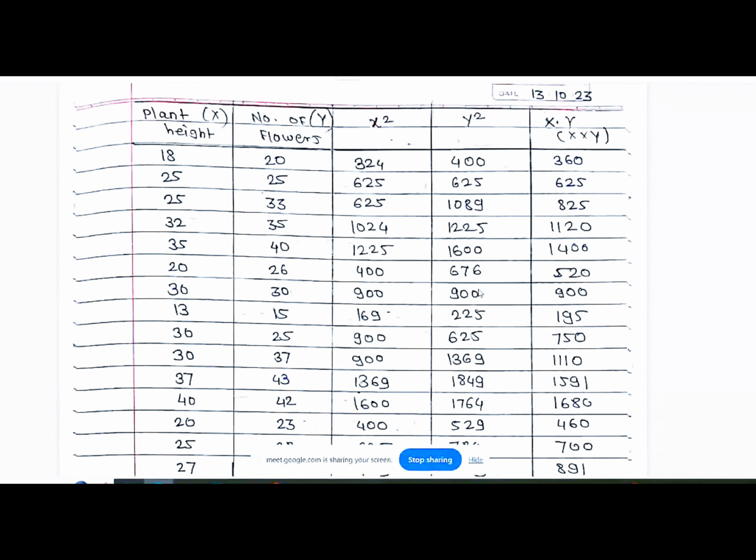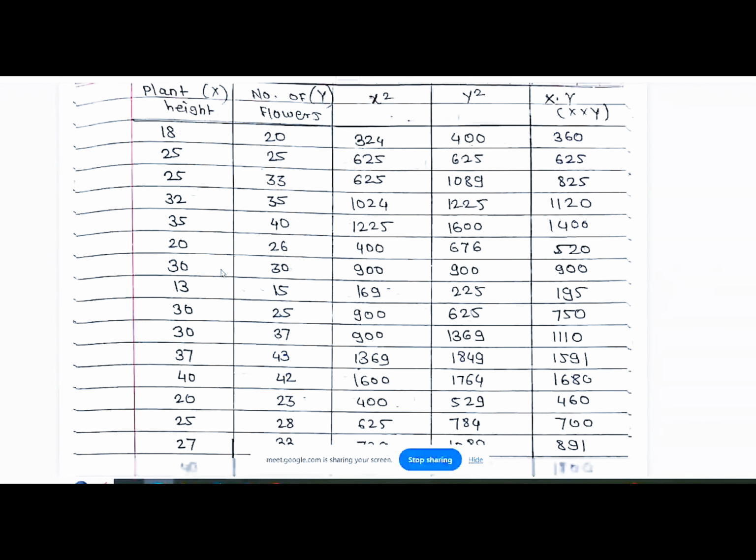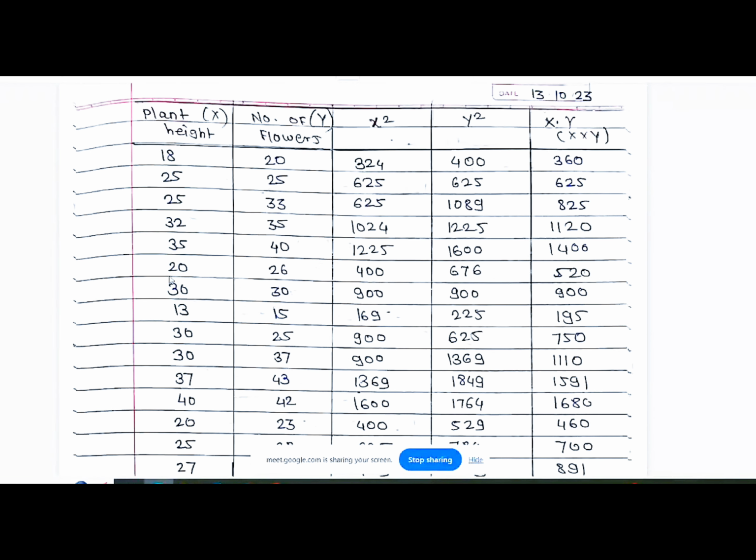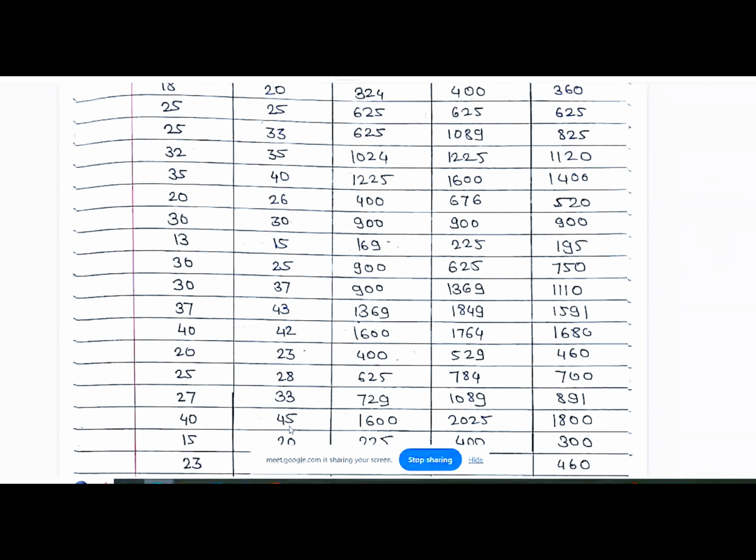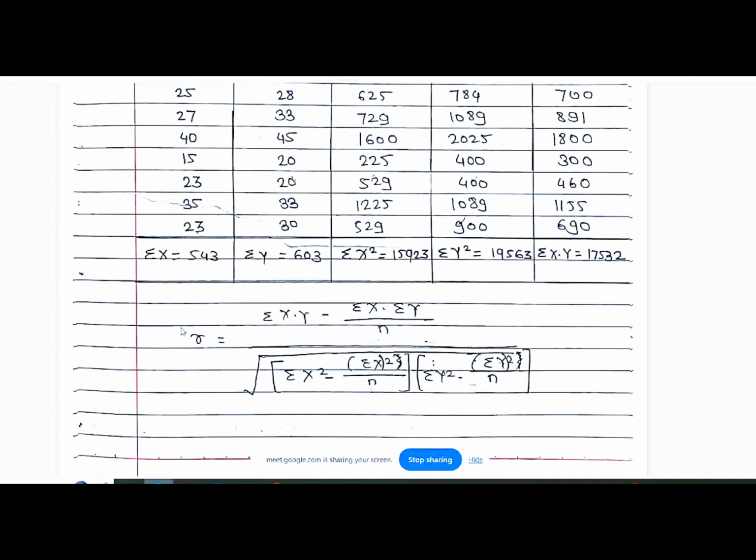Okay, so now we take the same data. Plant height on x-axis in the first column and number of flowers in the second column. Now we know that these two variables are related, but we want to find out the degree of correlation. Now just write the formula here.